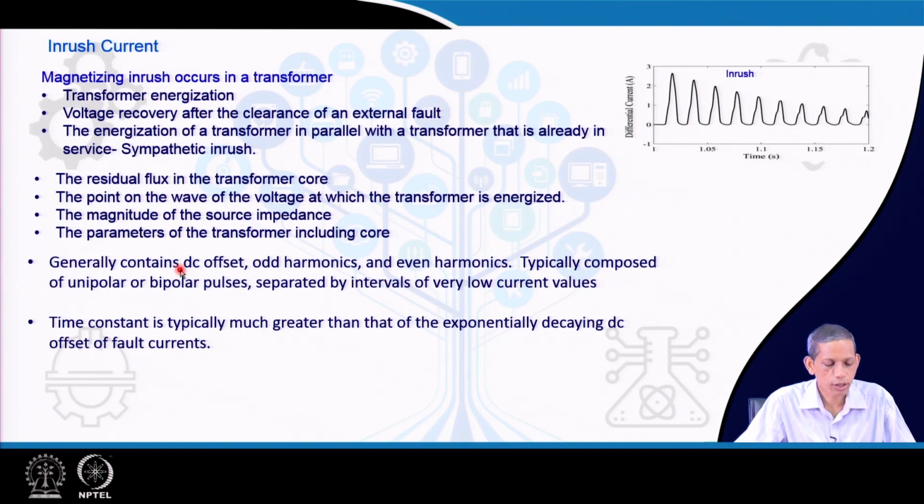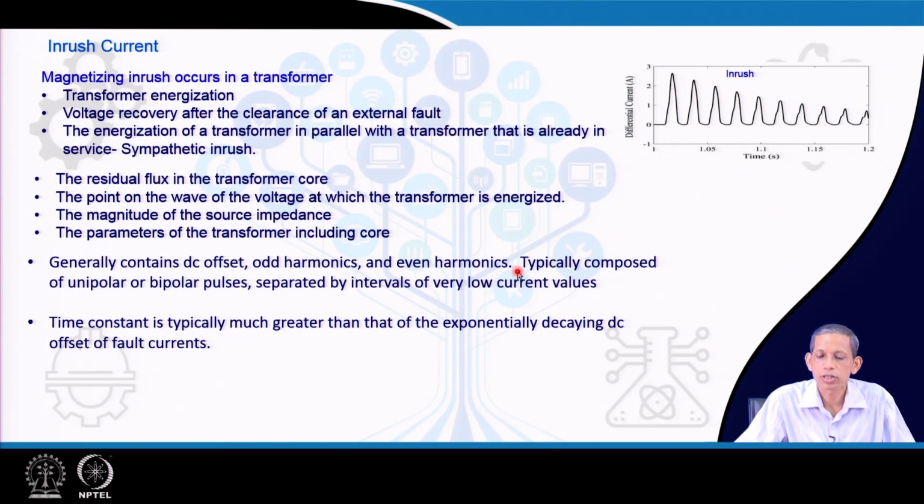This inrush current generally contains a DC offset, different odd harmonic components including even harmonics also, and typically it is composed of unipolar or bipolar pulses like this, which you can see here. It may be only in the positive half or negative half, or may have some DC offset also, and it is separated by intervals having very low currents. These are the set of features.